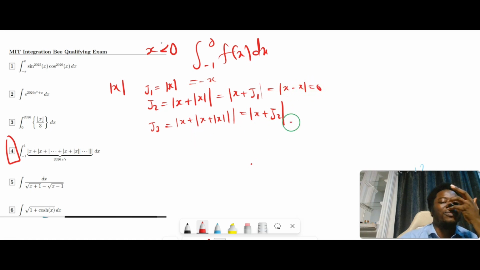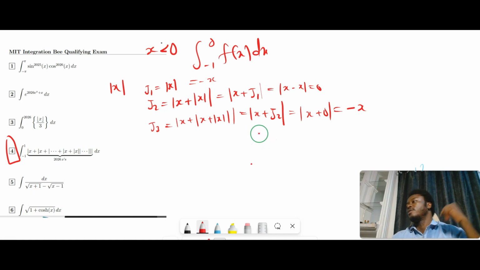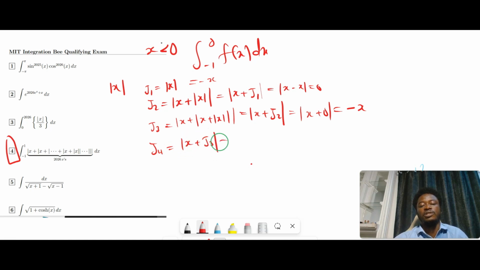On the other hand, j3 would be x plus 0, which is still negative x, because x is less than 0. So our absolute value of x is negative of x. Now let's say j4. Of course, we expect j4 to be 0, because you're combining x plus j3, which is the absolute value of x minus x, which is 0.